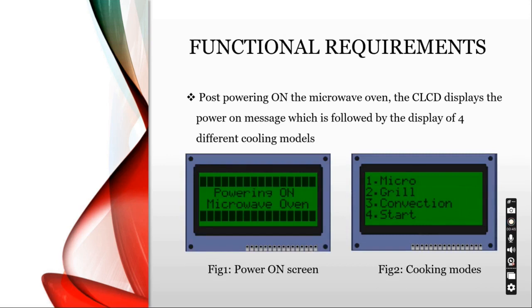Functional requirements. Post powering on the microwave oven, the CLCD, character liquid crystal display, displays the power on message which is followed by the display of 4 different cooking modes. Figure 1 depicts the power on screen. Figure 2 depicts the cooking modes.